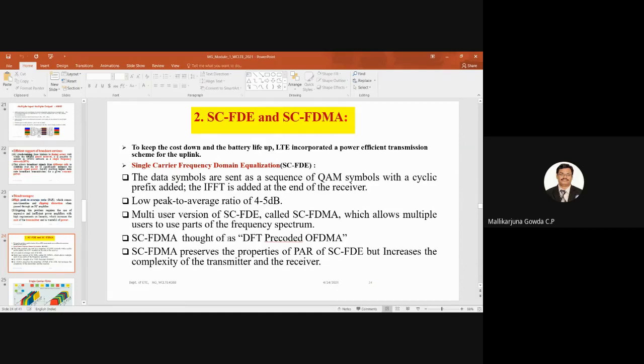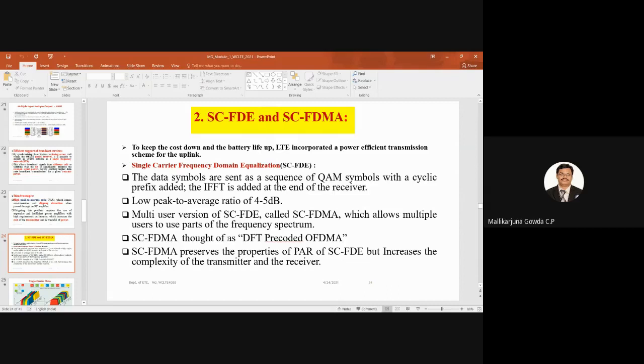So here also, in the same way, the data symbols are sent as a sequence of QAM symbols with a cyclic prefix added to that. I will come back to what the cyclic prefix is. The IFFT is added at the end of the receiver. With that, we will be able to reduce the peak to average ratio by 4 to 5 dB. The multi-user version of this SC-FDE is known as SC-FDMA.